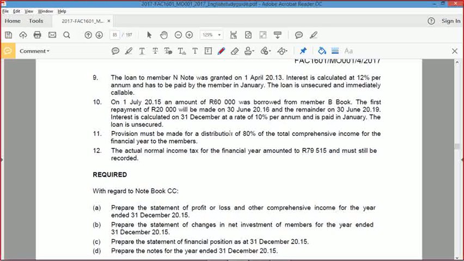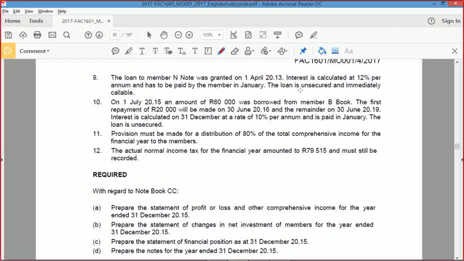Whose perspective do we always look at? The CC's perspective. Always, correct. So what's the asset going to be called? Loan to member is an asset. Assets generate? Income. Income, yes.